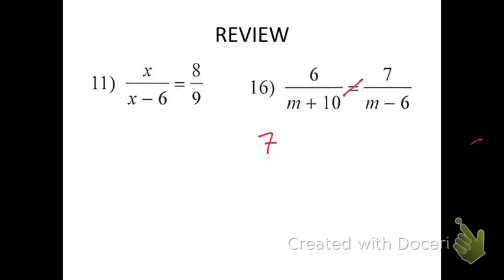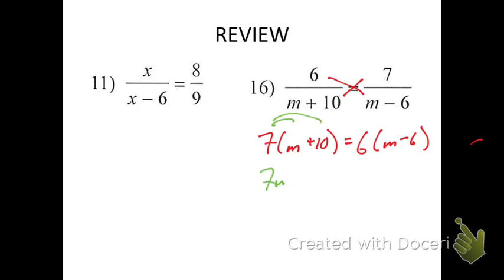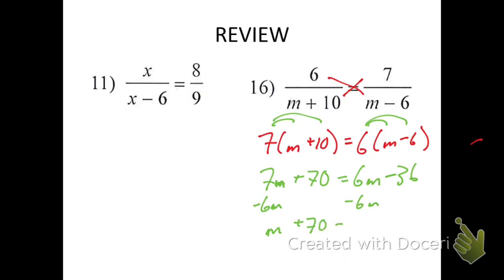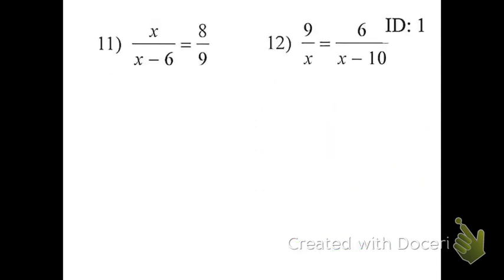All right. Now the next one, how about I do number 16? So these two, so I have 7 times m plus 10, and then it's equal to 6 times m minus 6. So let's go ahead and distribute twice. So 7m plus 70 is equal to 6m minus 36. I'm going to subtract 6m from both sides. I get m plus 70 equals negative 36, and I'm going to subtract 70 from each side. I get m is equal to negative 106. All right, that's that one.